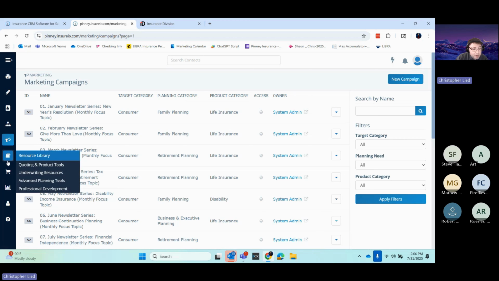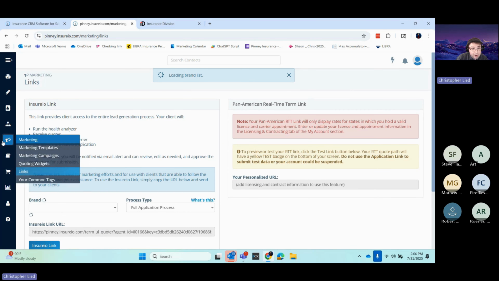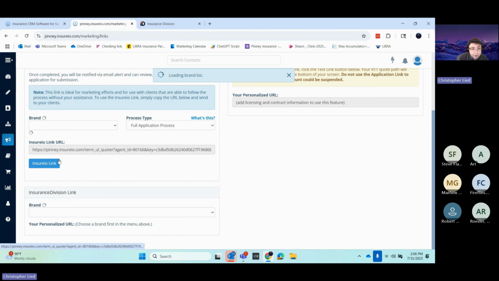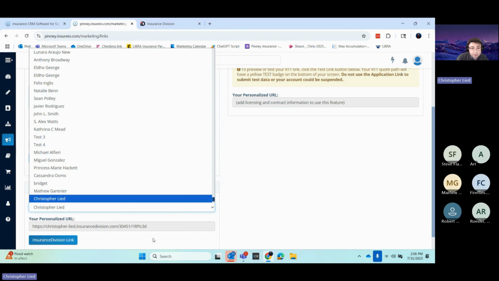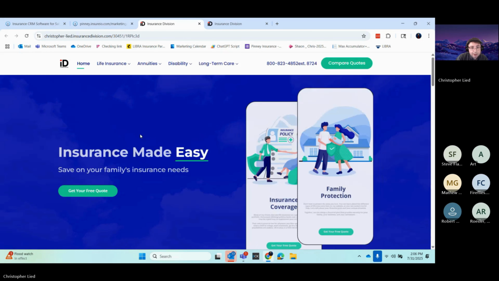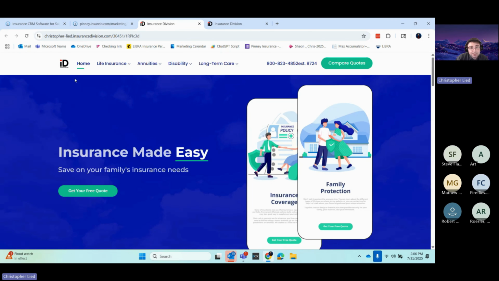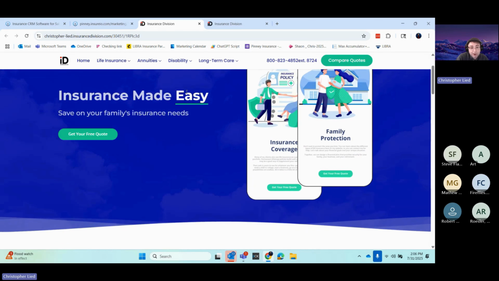And probably the best feature, I would say, of Insurio is the automatic website that's created for you. How you get there is go to links, and then you're brought here, and it's going to give you your custom Insurio link right here under brand. It may take a little bit to load. And as you can see, right there it is. This is a website that was automatically built for me based on my profile.